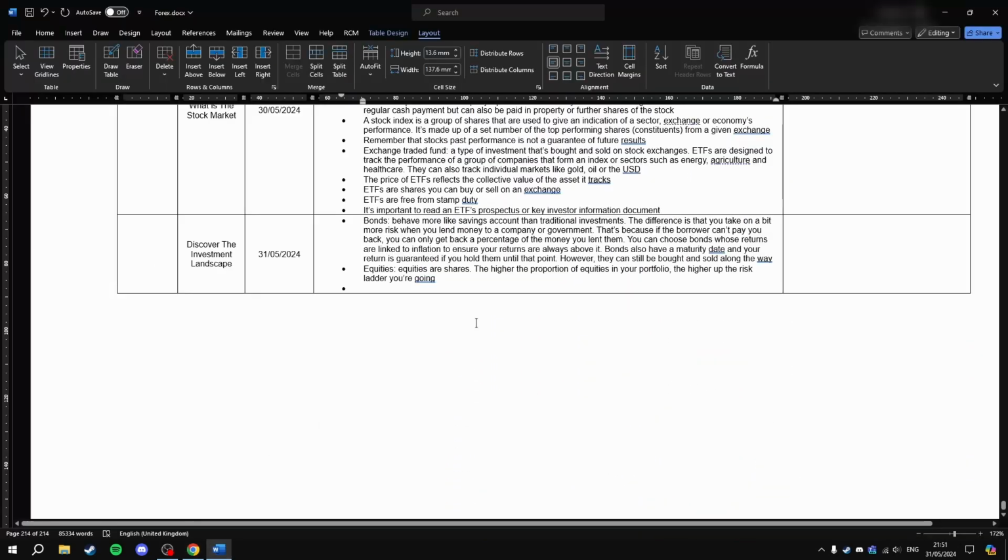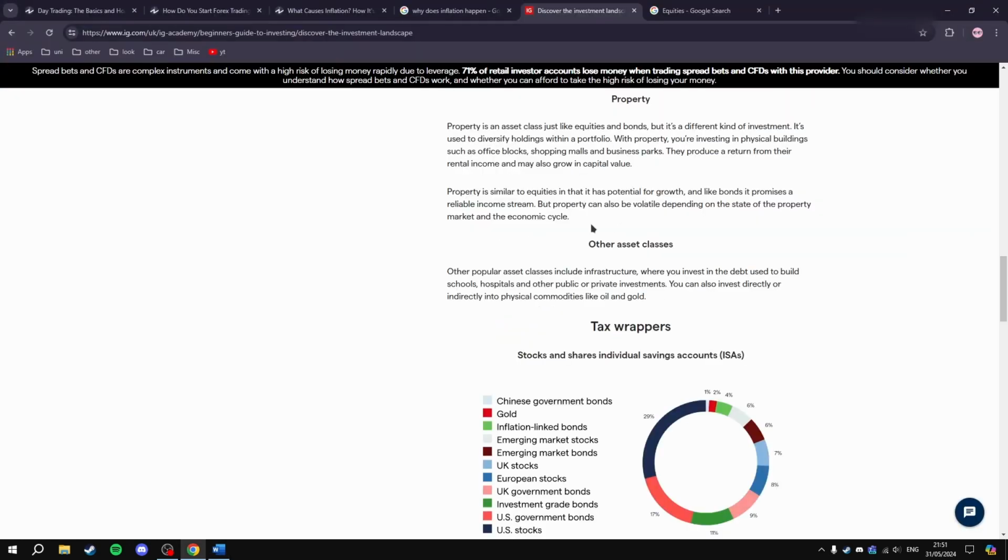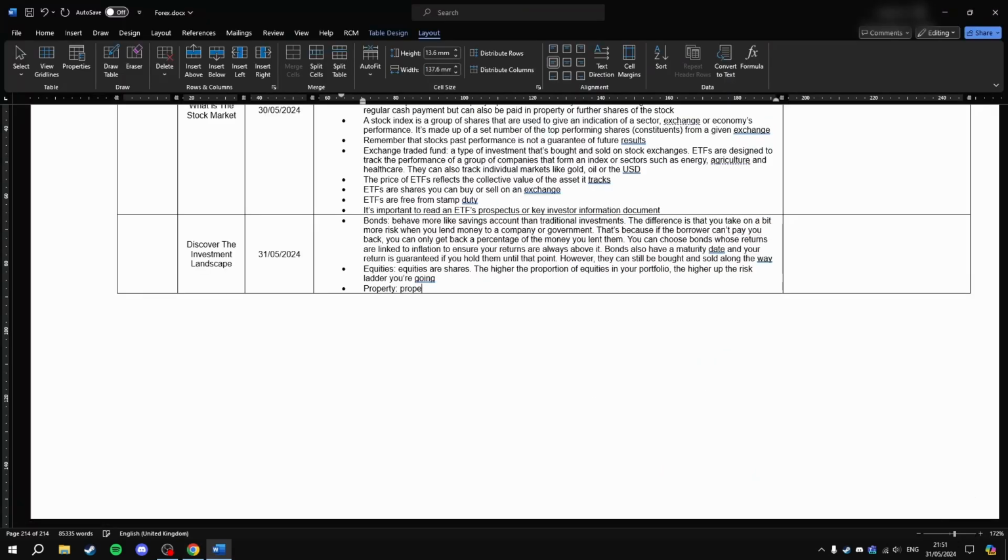Property. Property is an asset class just like equities and bonds, but it's a different kind of investment. It's used to diversify holdings within a portfolio. With property, you're investing in physical buildings such as office blocks, shopping malls, and business parks. They produce a return from their rental income and may also grow in capital value.